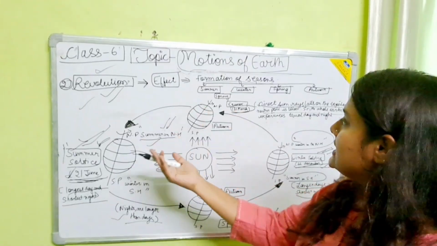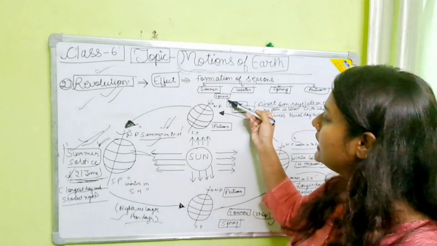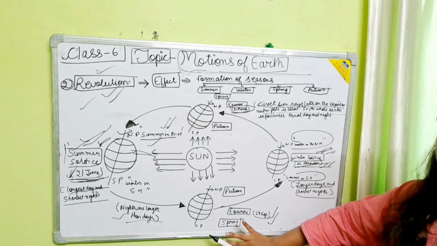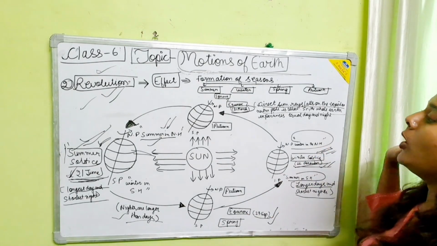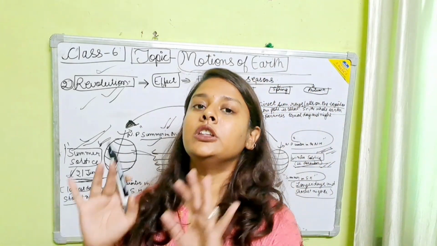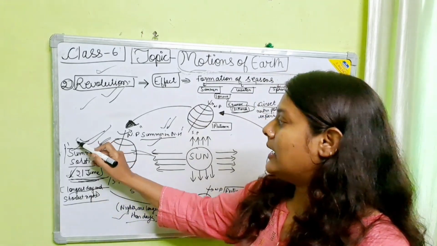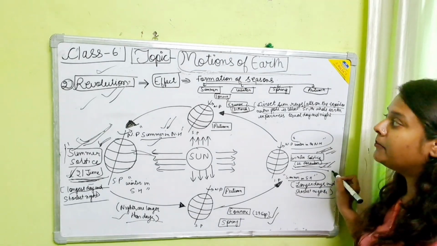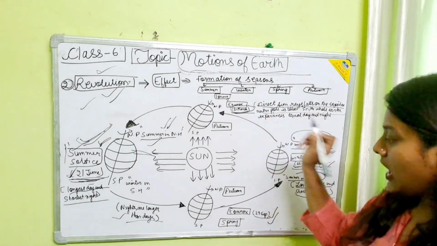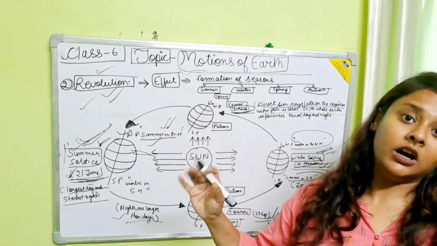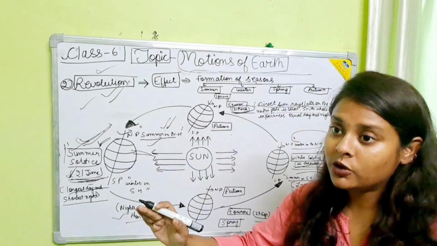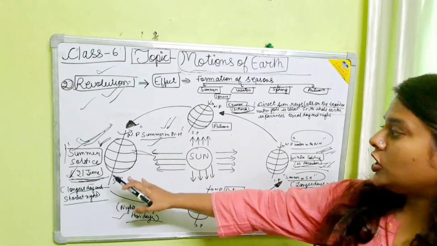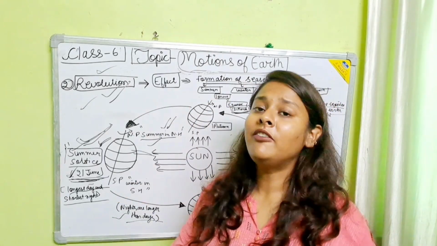When we talk about the seasons, when there is spring in the northern hemisphere, then there is autumn in the southern hemisphere, and when there is autumn in the northern hemisphere, then spring in the southern hemisphere. I hope it is clear now. The formation of seasons is very important. Summer solstice is experienced on 21st of June, winter solstice on 22nd of December, then equinox on 21st March and on 23rd September. Equinox is when the sun rays fall directly on the equator and day and night are equal. Winter solstice, summer solstice, equinox, everything we have discussed.